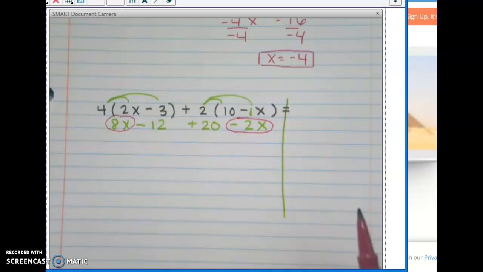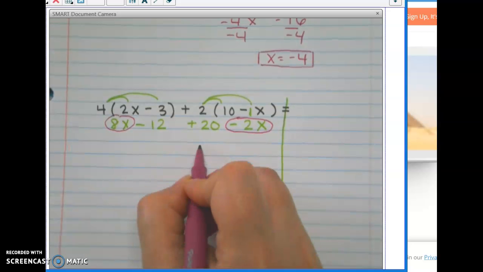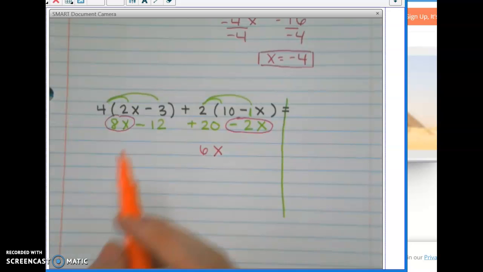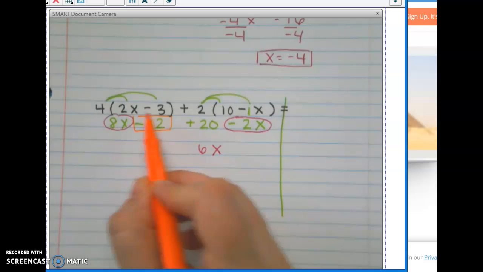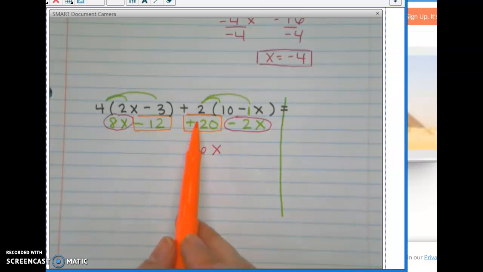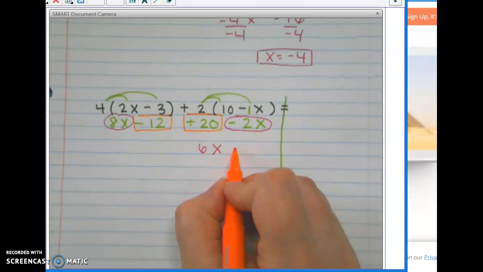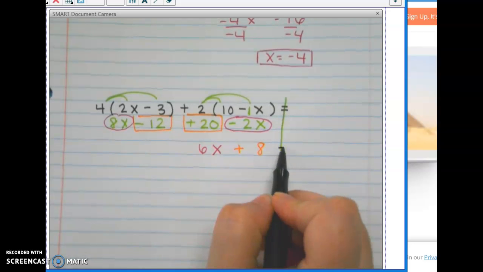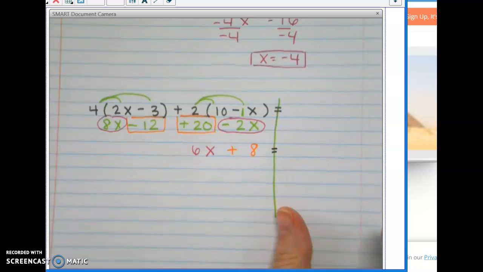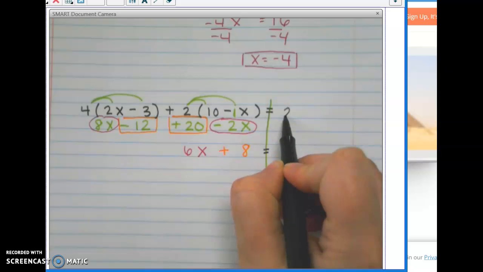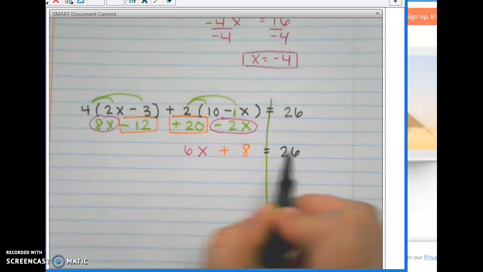So I'm going to see what like terms I have. I have 8x minus 2x. 8x minus 2x is 6x. My constants, I have a negative 12 and a plus 20. That's the same thing as thinking about 20 take away 12, which is positive 8. All right, so now I'm going to tell you that that was 26.